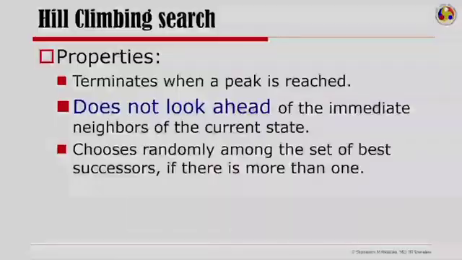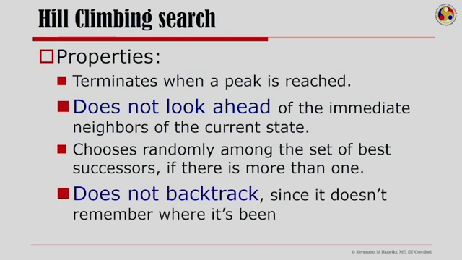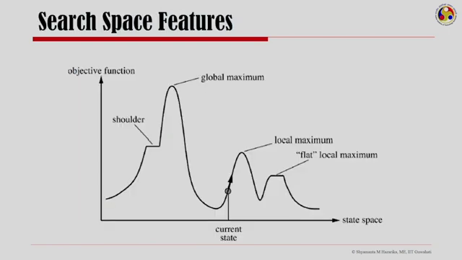It chooses randomly among the set of best successors if there is more than one, and does not backtrack, since if you remember, it does not remember where it's been. It does not keep track of which state it came from. So this is good if your search space is really looking like a hill, but then it's not that.